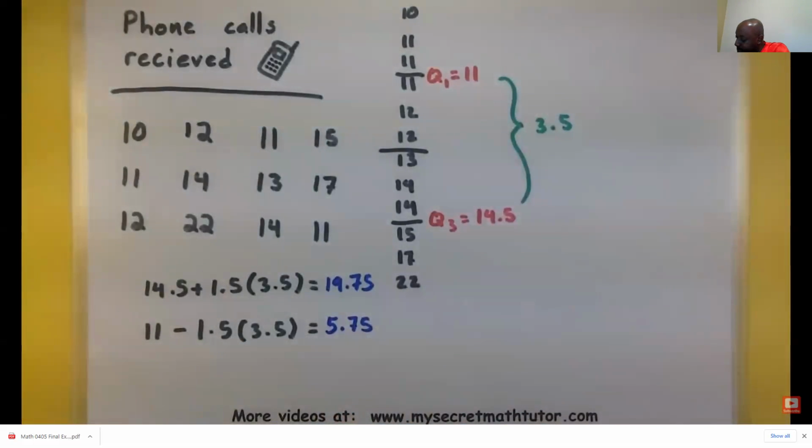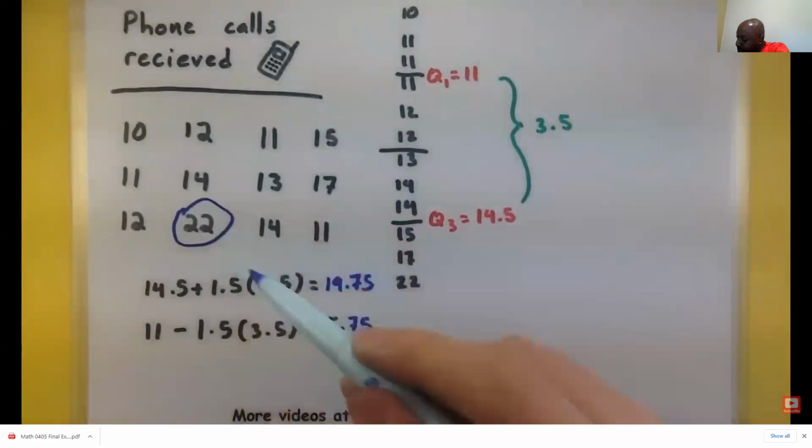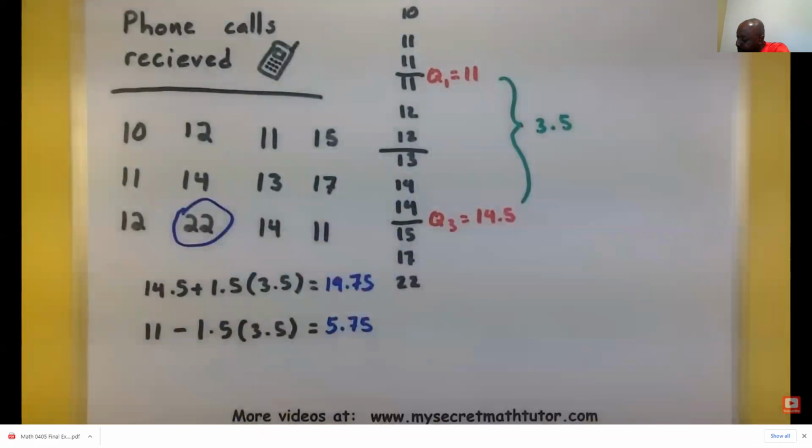All right, so here's how this works. If I have any data points that are larger than 19.75, they're an outlier. And if I have any data points that are smaller than 5.75, those are outliers. Well, looking at all of our data, we can see that the 22 is definitely larger than 19.75, so it's definitely an outlier. Unfortunately, I have nothing less than 5.75, so I don't have any lower outliers. So this entire set of data only has one outlier, and it's just the 22. So it's definitely an extreme value.